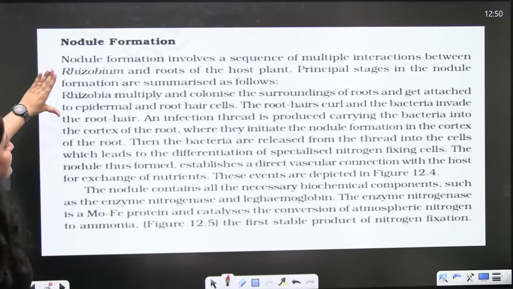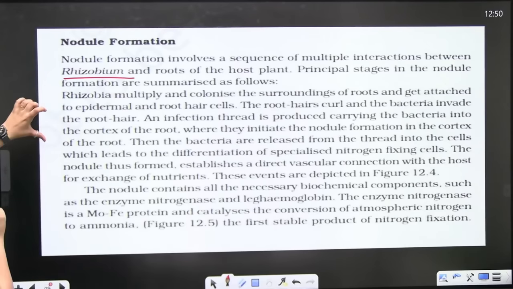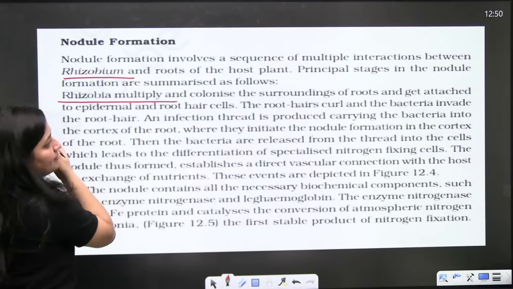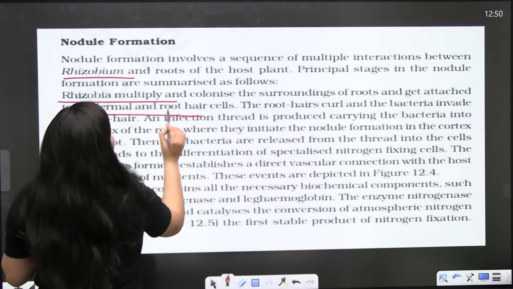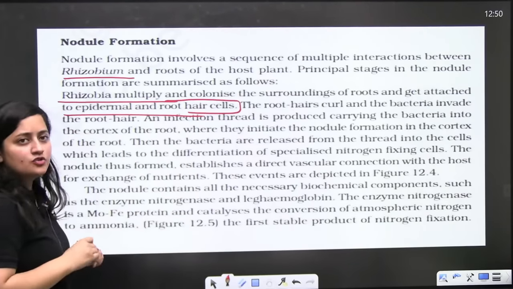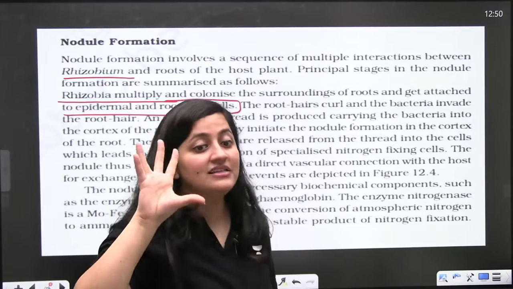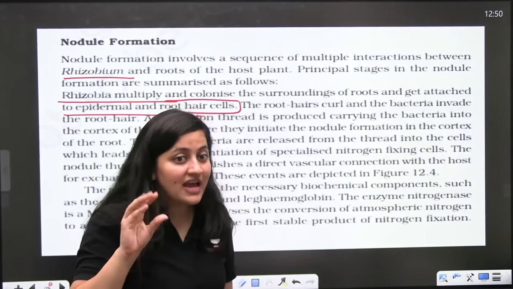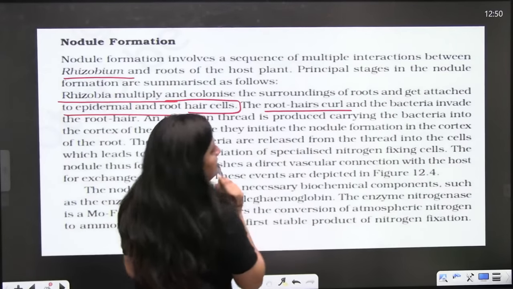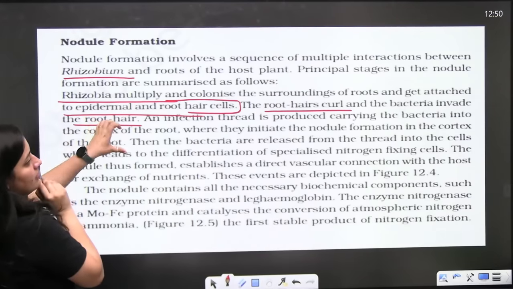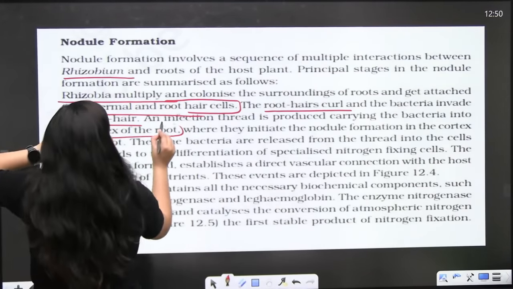So as I said, multiple interactions will form the nodule. First of all, rhizobia will multiply and colonize the surrounding of roots and get attached to the epidermal and root hair cells. Why is it so? Because the root hair is going to release some chemicals. Because of those chemicals, this will occur. And then the root hairs will curl. The bacteria invade the root hair. The infection thread will be formed. So, bacteria will be taken into the cortex of the root.